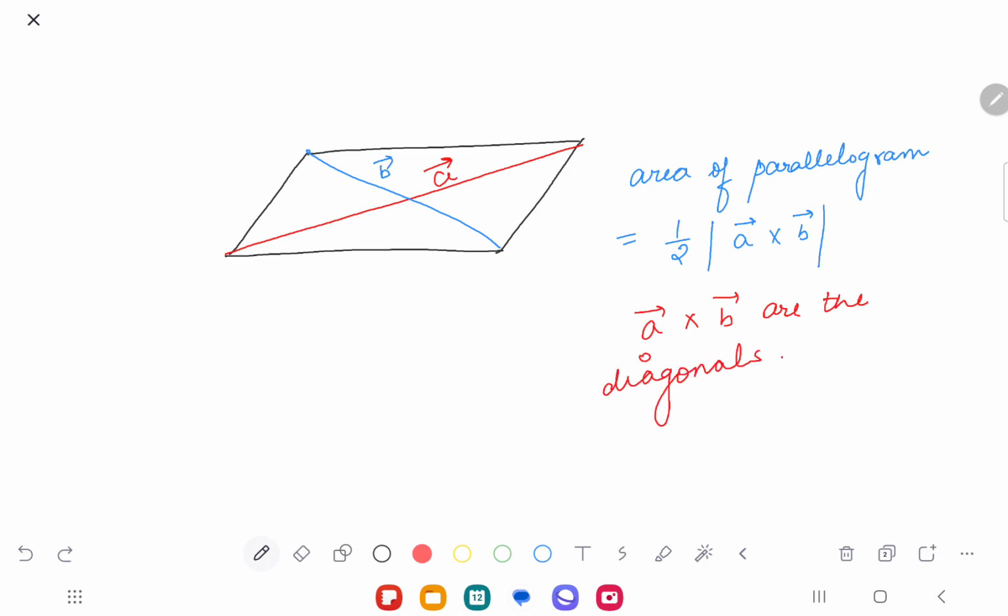So depending upon what the question is saying, whether it is a diagonal of the parallelogram or an adjacent side of the parallelogram, you will identify the question and then apply the formula. It says A and B are the diagonals of the parallelogram. So that is how you find the area. There are two methods to find the area of the parallelogram. One is half A cross B, and another method would be A cross B.